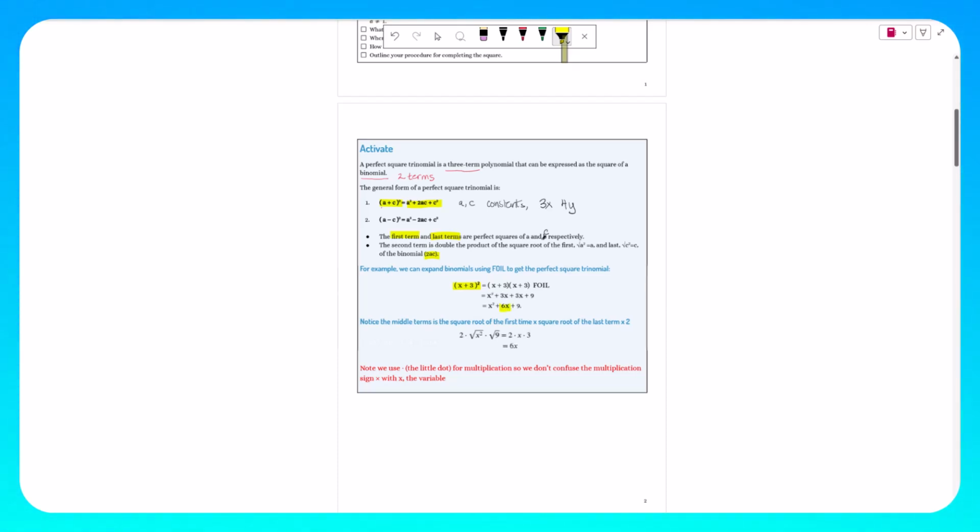Now notice the middle term is 2 times the square root of the first term times the square root of the last term. So 2 times the square root of x squared times the square root of 9, which is the last term. That equals 2 times x times 3, which equals 6x. And I just want to note here before we move on that the little dot we're using is for multiplication. Because we are working in the variable x, we don't want to confuse the multiplication sign with x.